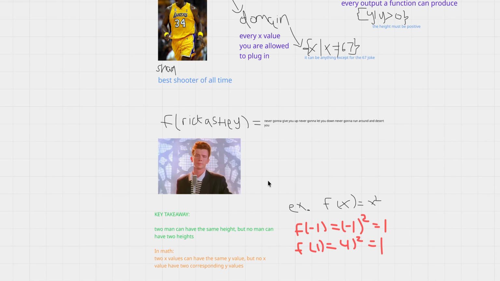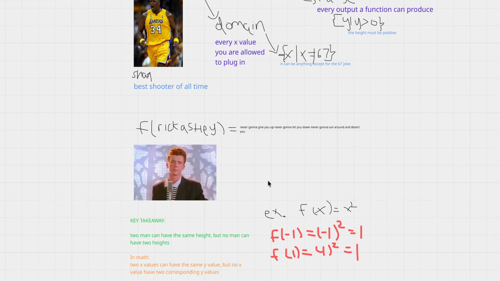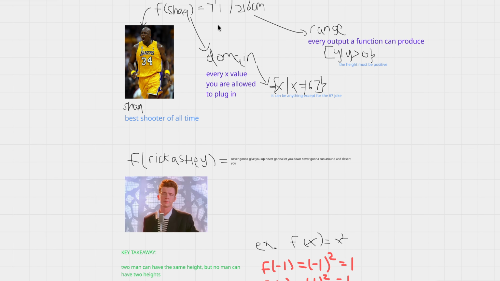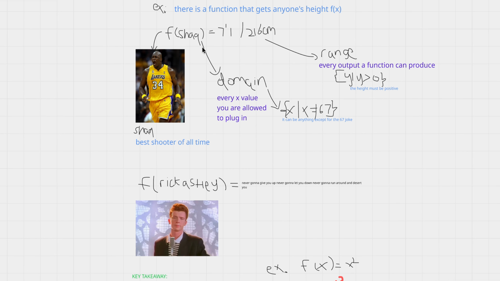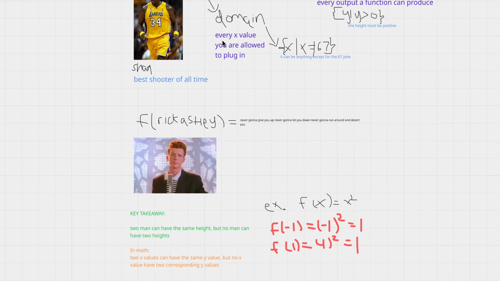Some key takeaways. Two men can have the same height, so there's probably someone who's also 7'1". But no man can have two heights. So Shaq can only be 7'1". He cannot be 7'1" and 6'7" at the same time.